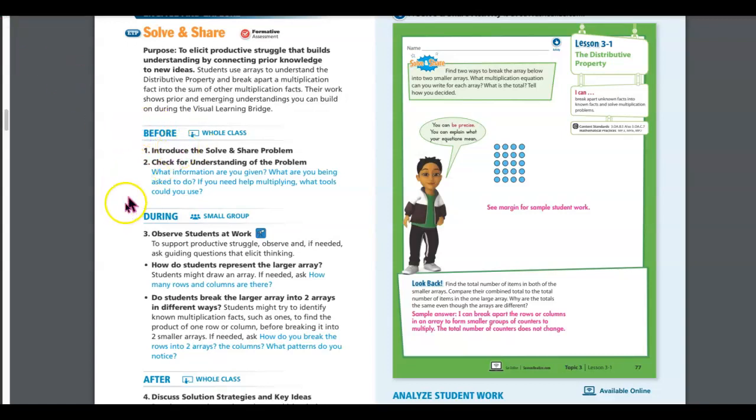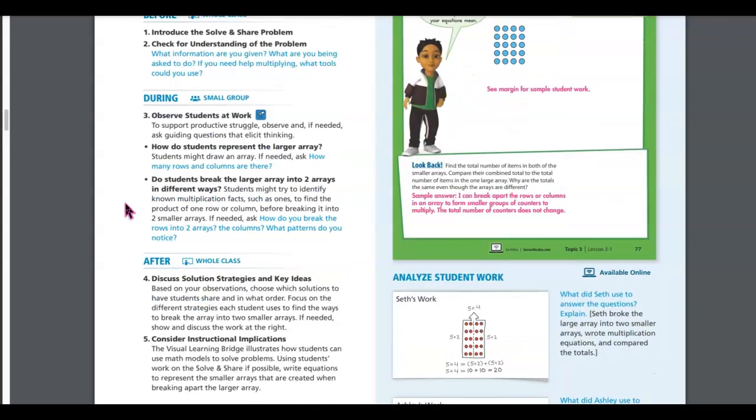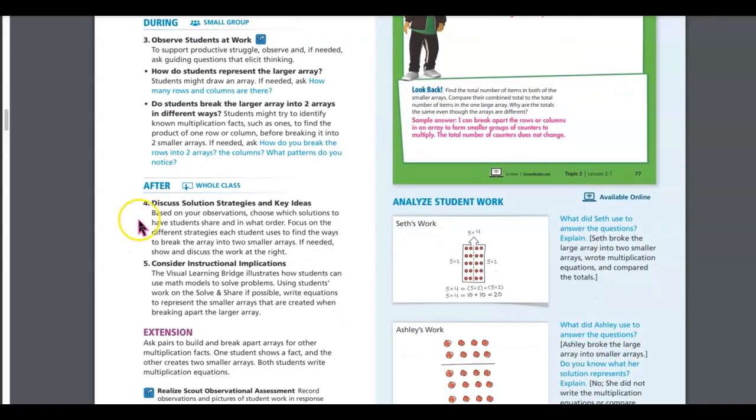So after you've done your initial introduction, you're going to have your small group. You're going to observe how students are working. Let them work together. At this point, you don't want them doing this on their own. They should be working together during this initial solve and share problem. After you've given them about 10 to 15 minutes, that's about the longest you want to spend, 15 at the most, then you're going to have a classroom discussion to see what solution strategies your students had and what they came up with.